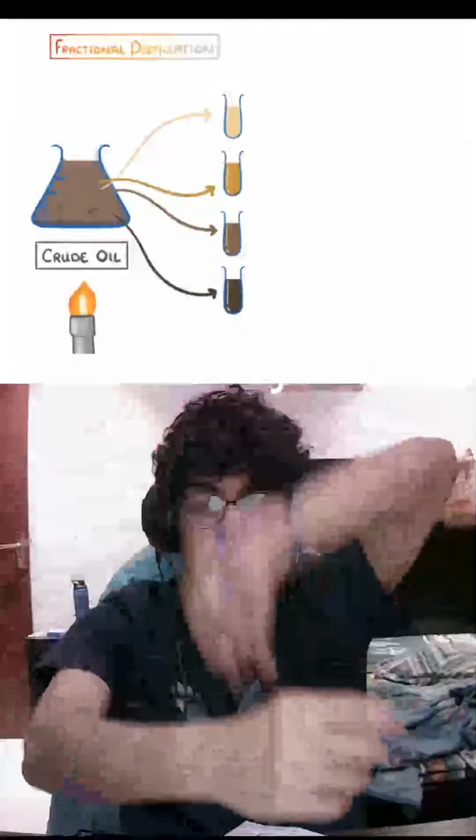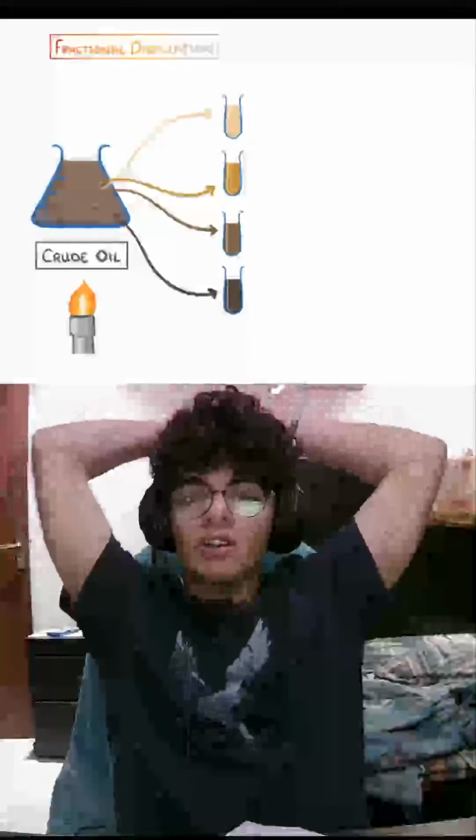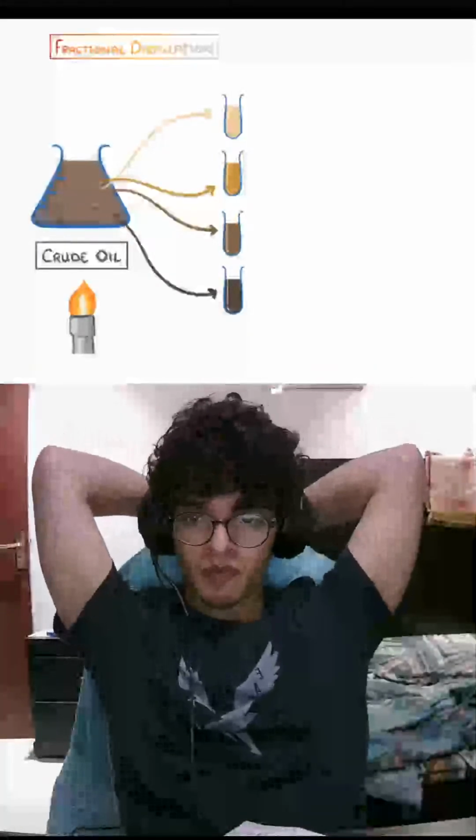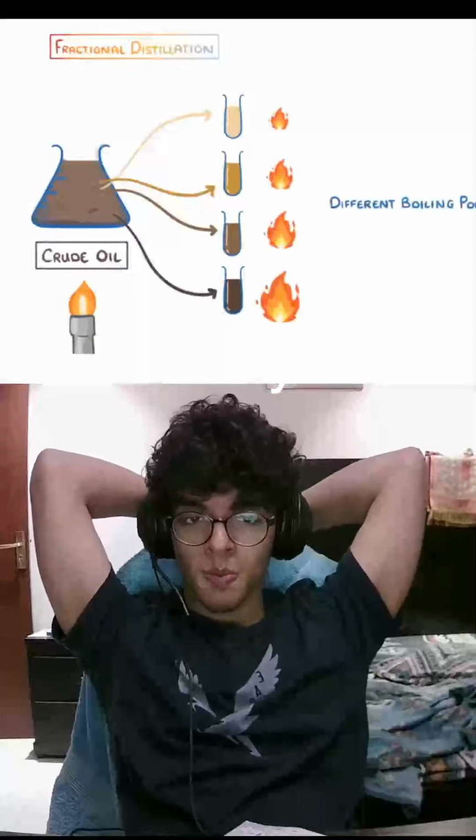Which involves heating the crude oil up and then putting it into a distillation flask, separating out different compounds by making use of the fact that the different compounds all have different boiling points. Yeah.